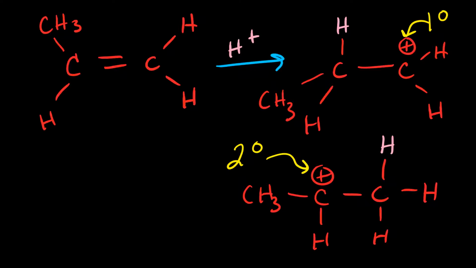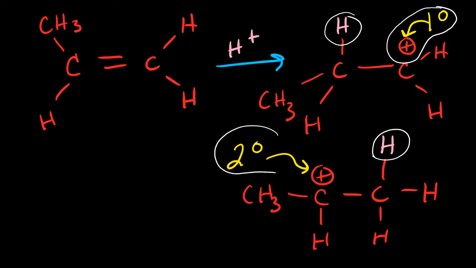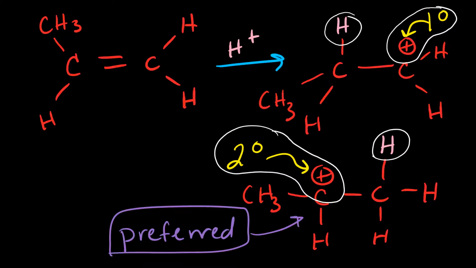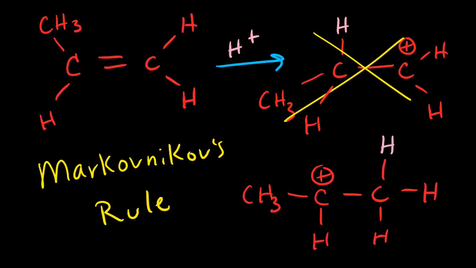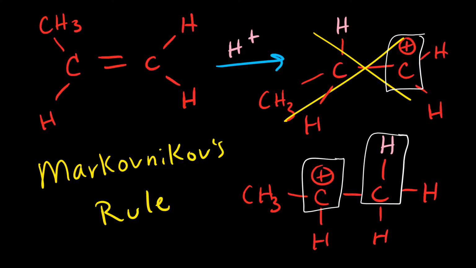The process that protonates on the left is going to leave a primary carbocation on the right. The process that protonates on the right is going to leave a secondary carbocation on the left. And the secondary carbocation is going to be the preferred pathway for this reaction. So during this process, you will not get the formation of the primary carbocation. You will get the formation of the secondary, which means the proton is going to the less substituted side. And this is called Markovnikov's rule.